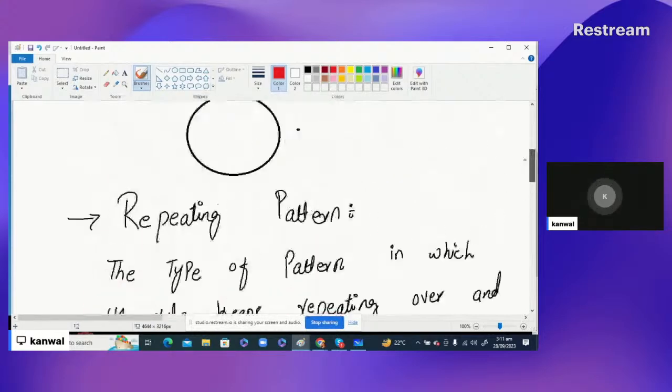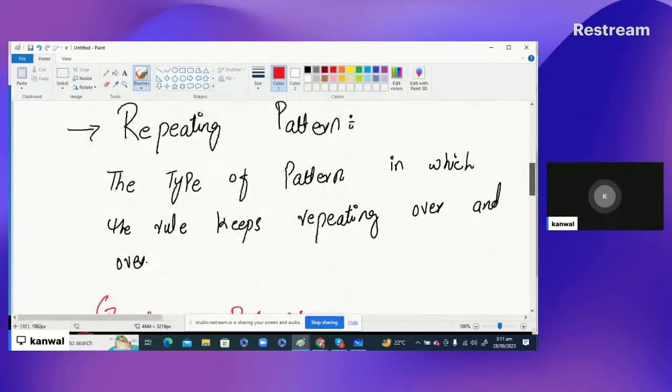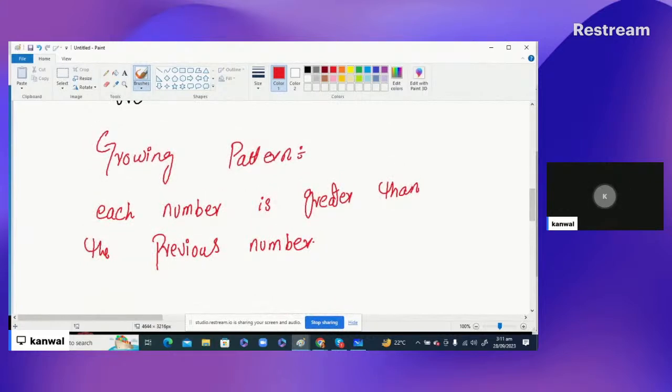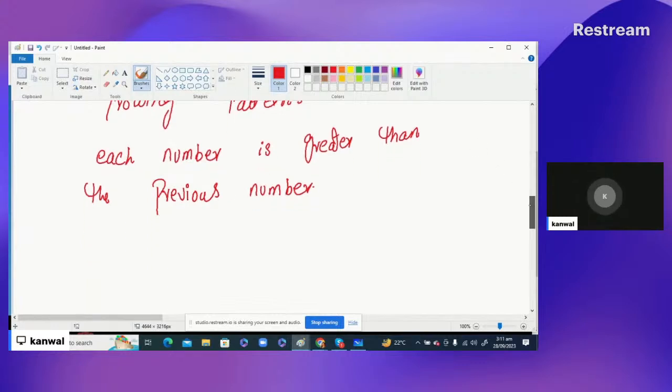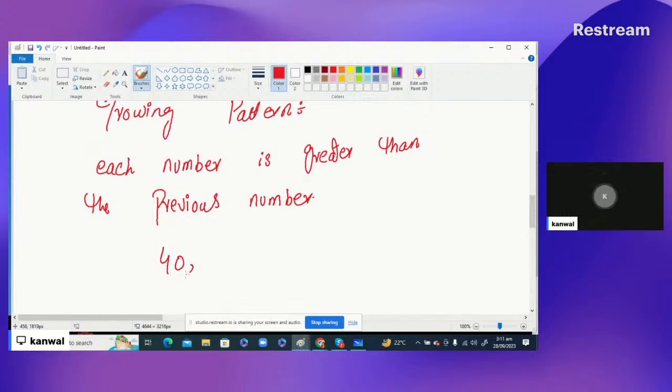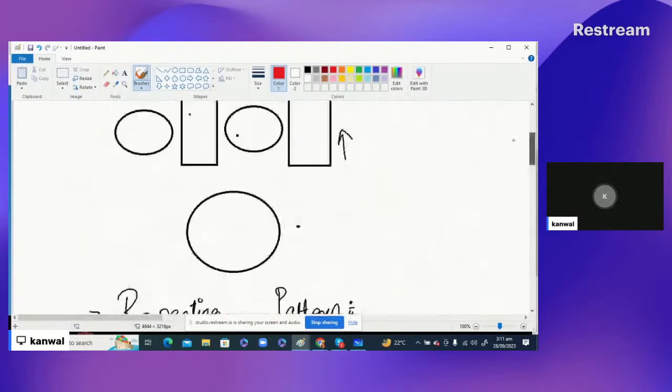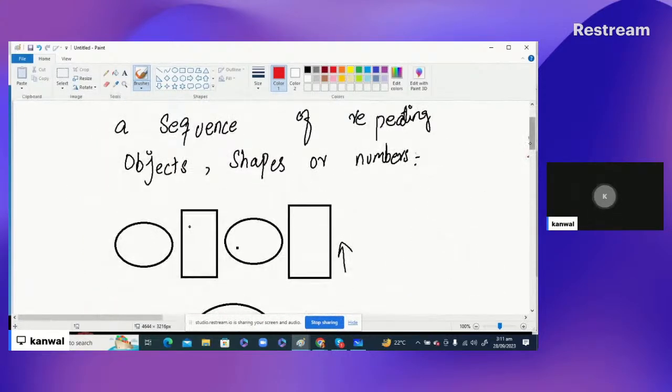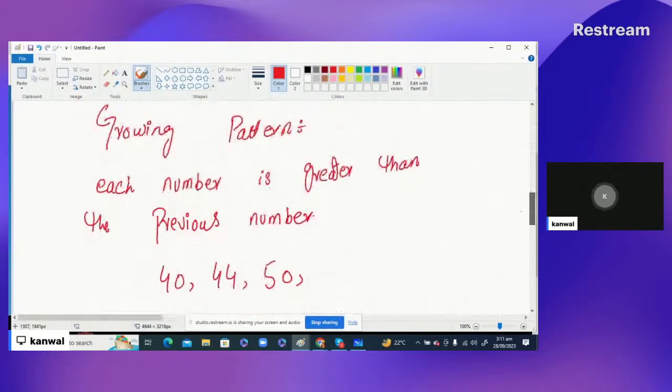so there is the growing pattern and there is the repeating pattern. In the repeating pattern, the rule keeps repeating. All right, and in the growing pattern, each number is greater than the previous number. For example, if I say here is 40, what's the next number? It's greater, for example 45, so the next is also greater, for that it's 50, and the next is also greater. Okay, so these are the definitions for pattern, repeating pattern, and growing pattern.